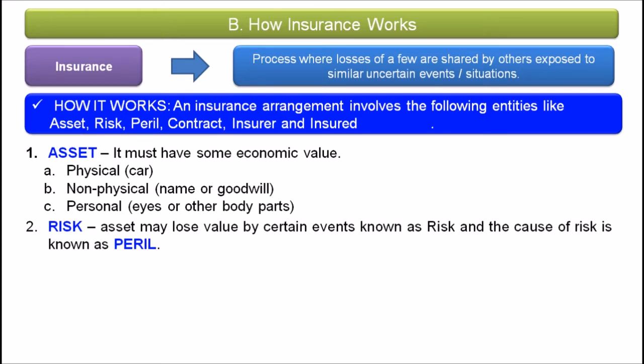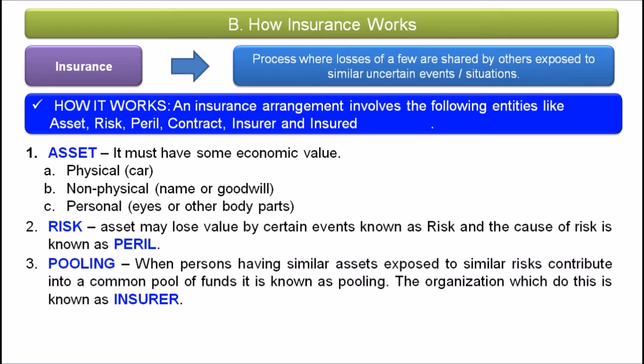What is risk? An asset may lose value due to certain events, known as risk, and the cause of risk is known as peril. Peril may be natural or unnatural, right? Natural, unnatural, accidental, whatever it is, the cause of risk is known as peril. Dear friends, it is very, very important. You can get questions from this. What is an asset? What is risk? What is peril?